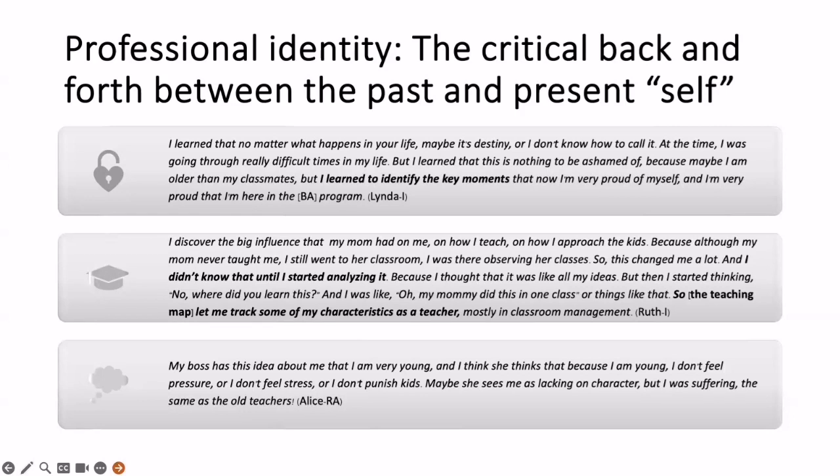So apparently, in the eyes of her boss, Alice's young age was a synonym with being more relaxed, with no problems, adapting to new challenges. The image of being young became a concern to participants. They felt that age was a factor for which their pedagogical practices were being questioned.